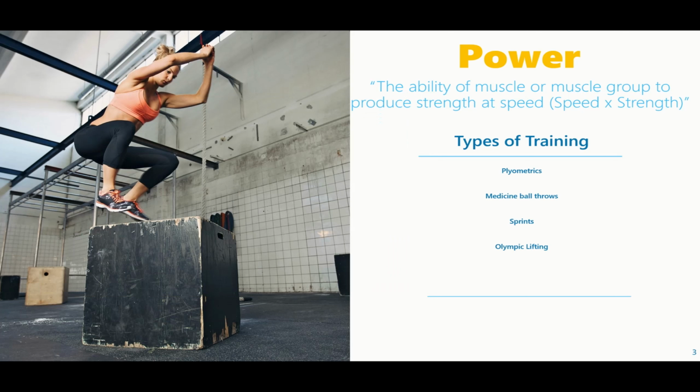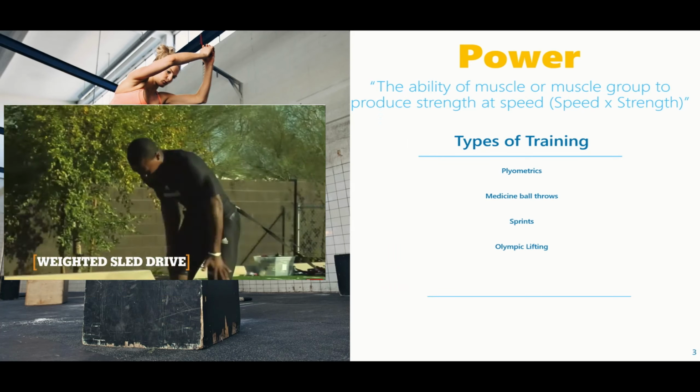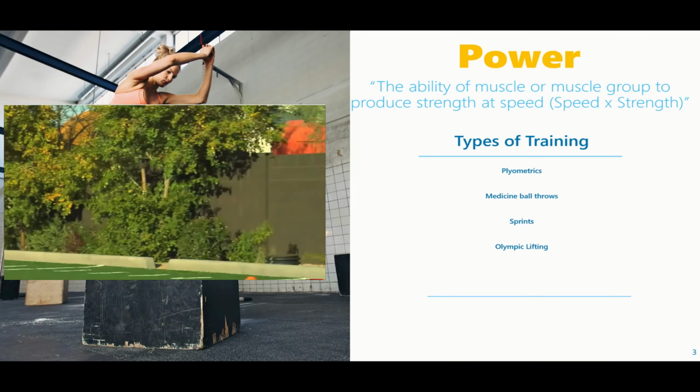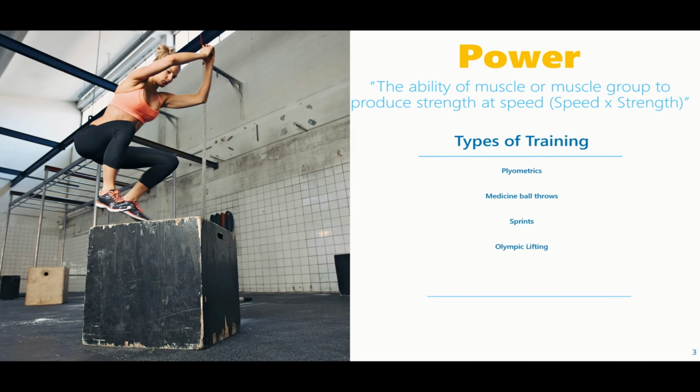speed and strength continuum. When it comes to sprints, we're taking care of more of the velocity side of the speed-strength continuum. However, we can add some resistance to sprints, such as a prowler push or even a sled drag, where we're taking care of a little bit more strength, slowing down the velocity, and therefore increasing the power.